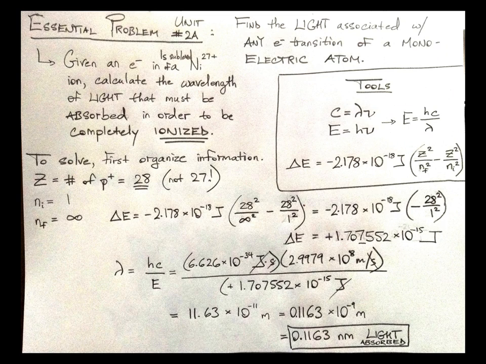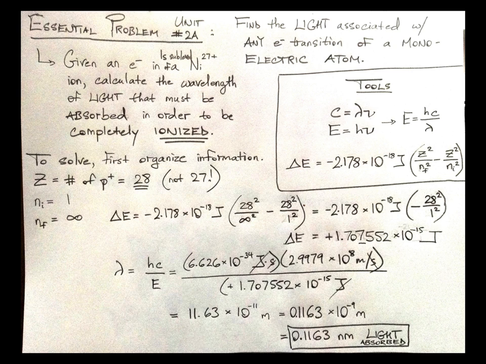This problem is associated with finding the light absorbed or released in the electronic transition within a monoelectric atom, that is, an atom that only has one electron. The situation gets much more complicated when we have more than one electron and is beyond the scope of this course. The tools that we'll need will be the following equations.